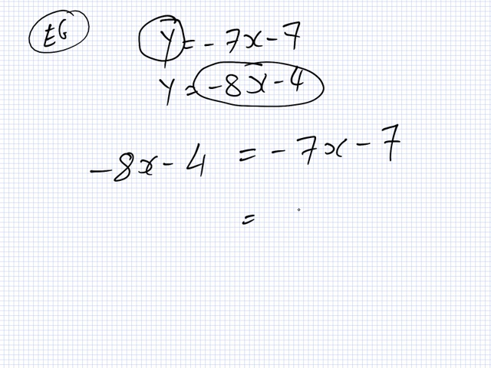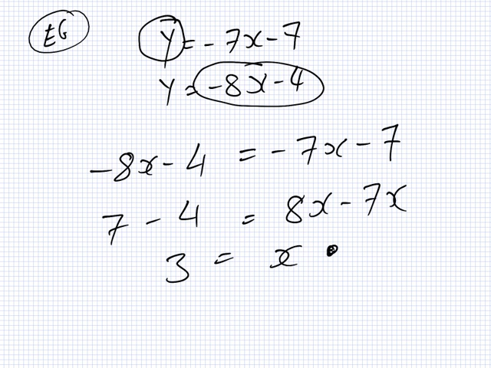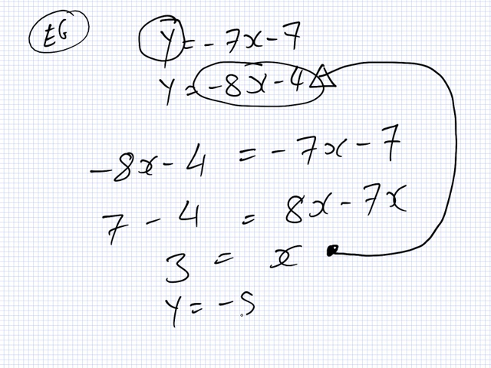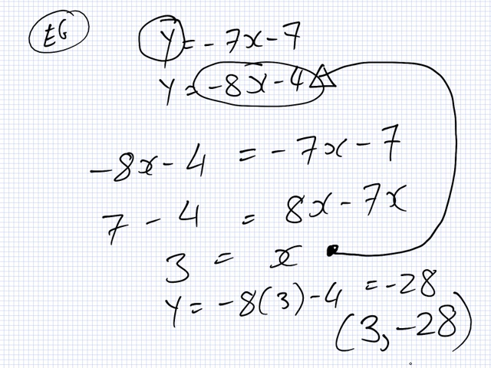So we have 8x minus 7x equals 7 minus 4 when you move them. x equals 3. And then we take this and put it back in, say, here, and we'll get y equals minus 8 times 3 minus 4, which is minus 28. So the answer is 3, minus 28.